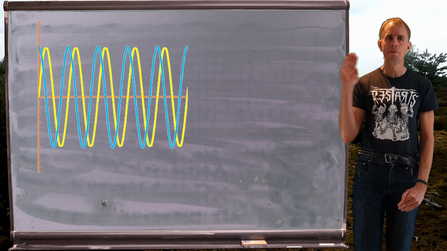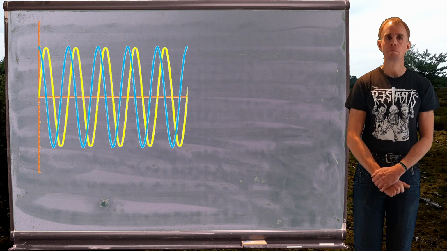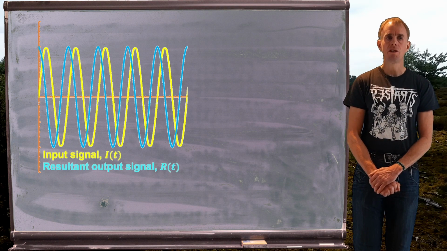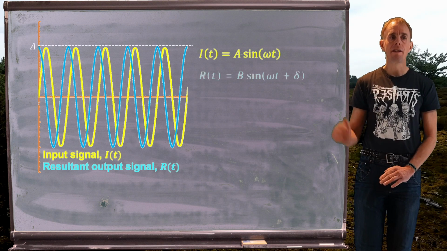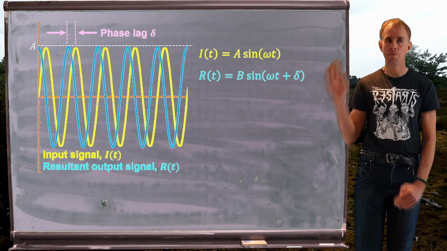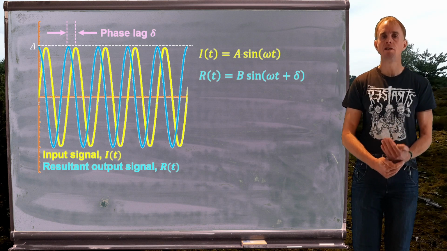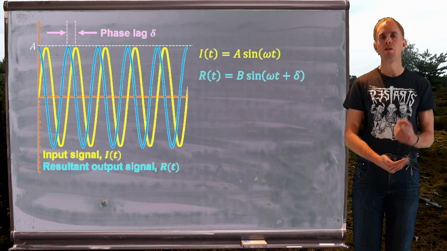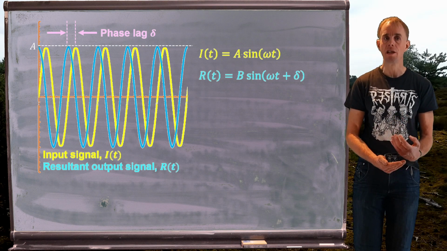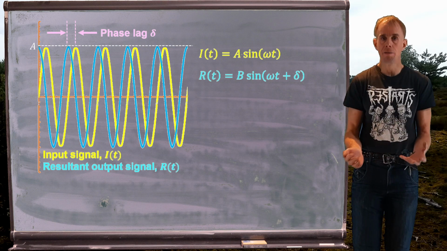There I've plotted the input signal overlaid onto the output signal, the input in yellow, the output in blue. The phase difference is simply the gap, the difference between the two peaks of that input and output, as I've just labelled there. So if our input signal is I of t, and our resultant output signal is r of t, we could simply write I of t as A sin omega t.